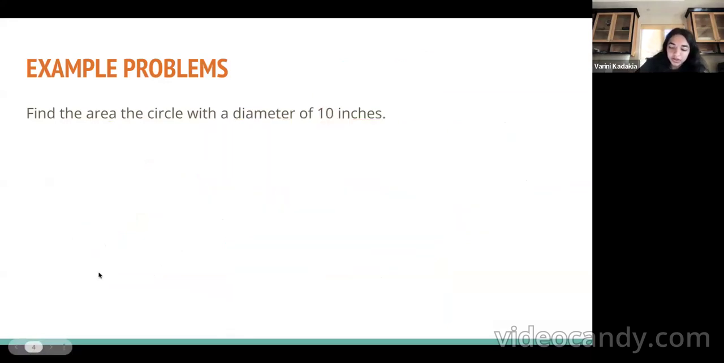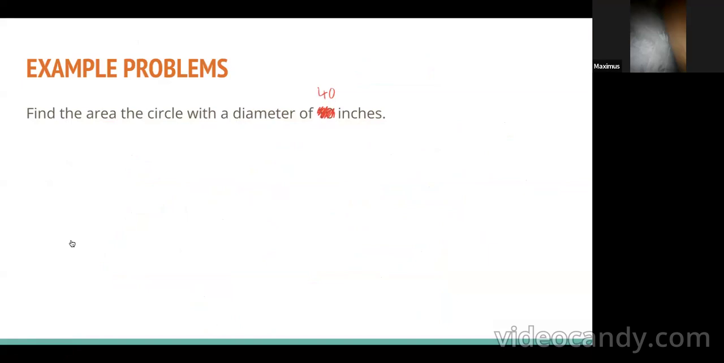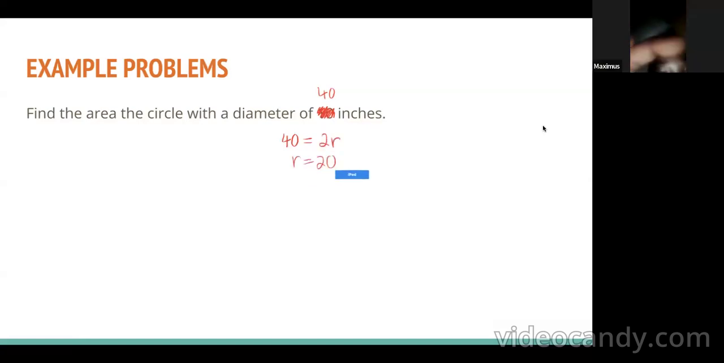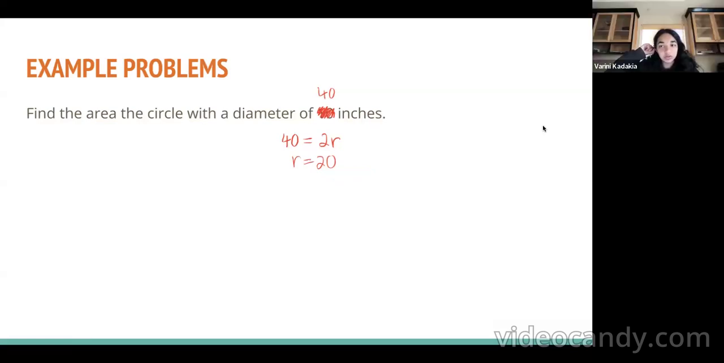Okay. So I changed this to 40 inches. How would I find my radius? Your radius is half of the diameter. So if the diameter is 40, then the radius is 20. Does everyone understand how they got that? If my diameter is 40, I can set it up like this: 40 equals 2r, and we get r equals 20. Okay. So what's the area for a circle?